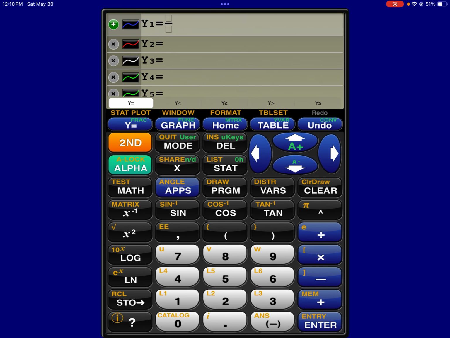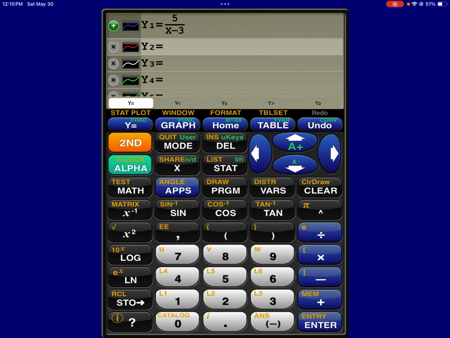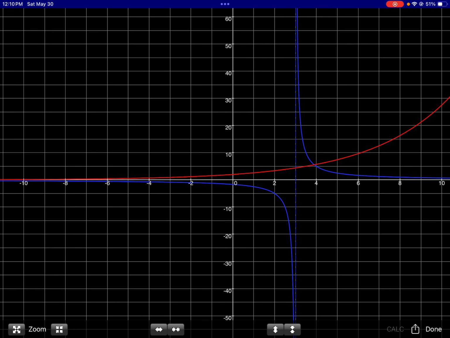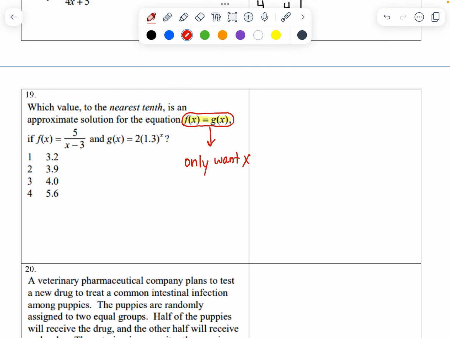So the first one is 5 over x minus 3. And our next one is 2 times 1.3 to the x power. All right, so we're going to graph it. And I can see on mine that I have a solution right here. My calculator is a little bit different because all I have to do is hit it and it says intersect. I'll write the steps out for you. But if I look at the top left, I'm only looking for my x. Rounded to the nearest tenth, it's going to be 3.9. So my answer to this is 3.9.